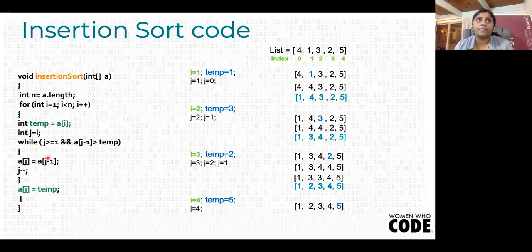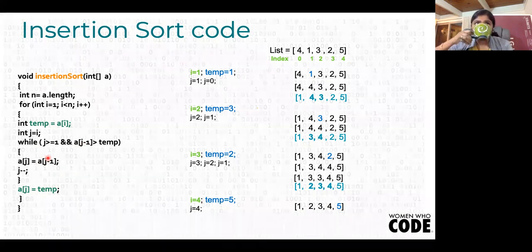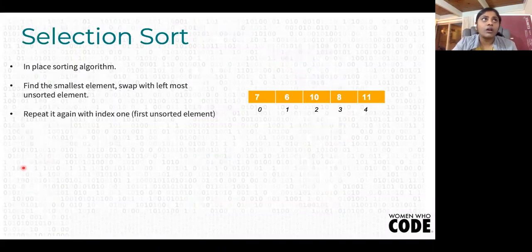Cool. Now let's go on to our next sort, which is selection sort. Selection sort is an in-place sorting algorithm as well. How this works is you're going to find the smallest element in the array and swap it with the leftmost unsorted element. And keep doing that again for every element in the array. Let's see how that works.